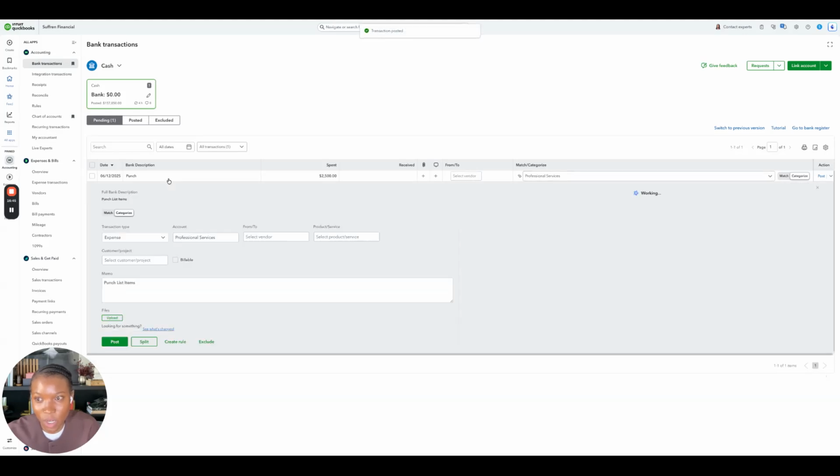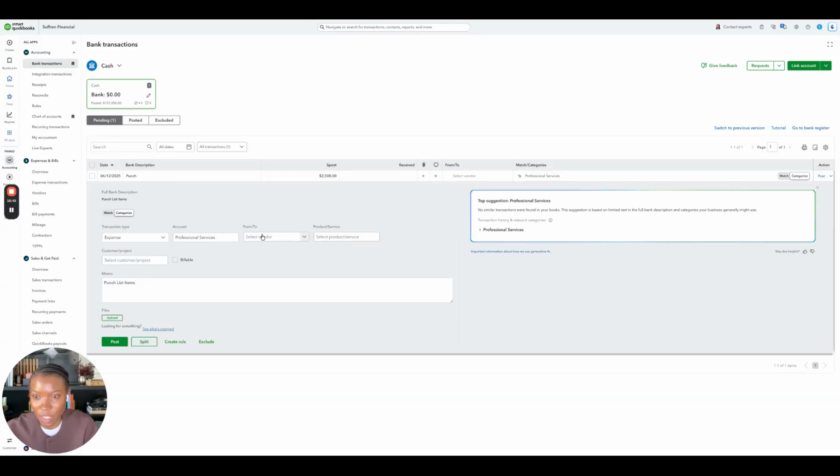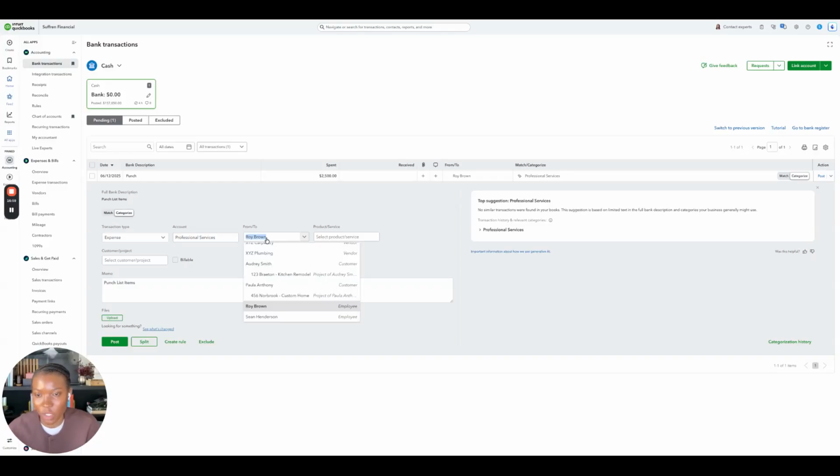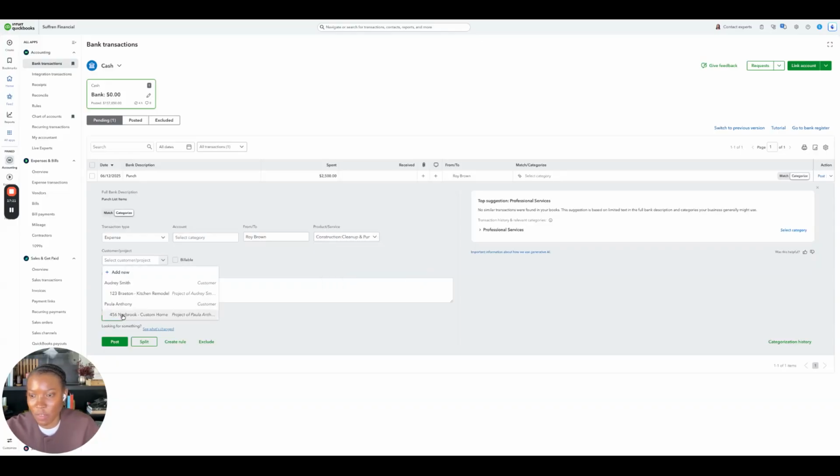Let's do the same thing for our punch expense right here. This one was done by Roy, which is an employee. If you're not tagging things that are assigned to labor, these will look like Lowe's or some ABC carpentry, HVAC, but in this case, because these services are labor services, so these people work for us, we'll tag our employees here. For the product or service, same thing, cleanup. And then project 456 Norbrook. Let's get this posted.